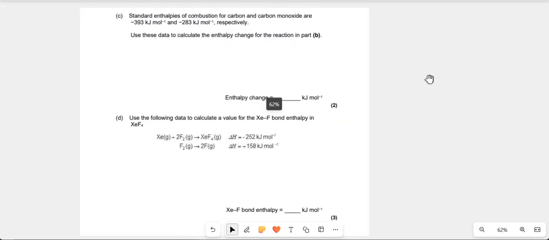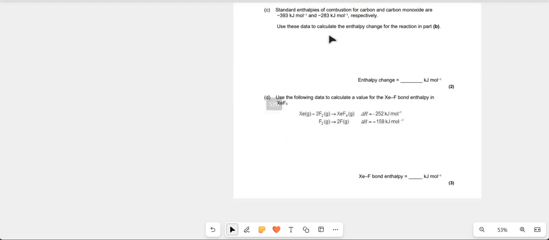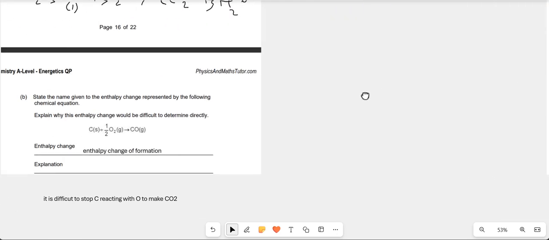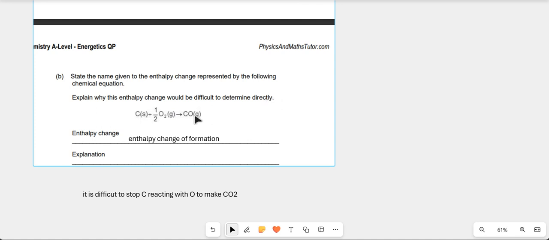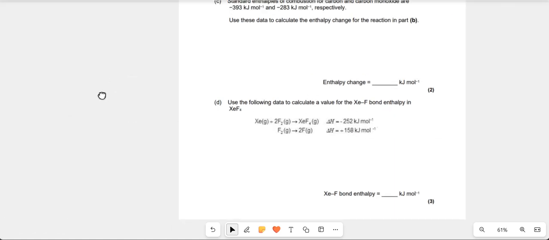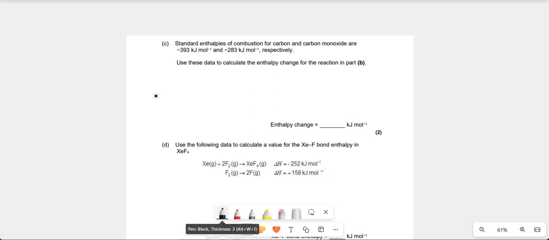Next one. Standard enthalpy of combustion for carbon and carbon monoxide are given respectively. Use these data values to calculate the enthalpy change for the reaction in part B. So ΔH here is going to be what? That's easy. So combustion of carbon and carbon monoxide. I'm combusting carbon here and making carbon monoxide. So I just need to take the combustion value and flip the combustion value for CO because I'm forming it. So literally I write minus 393.